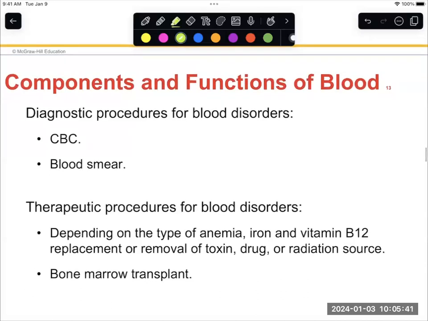So treatment depends, in this case, on the type of anemia somebody may have. Iron and B12 replacement is used for any deficiency with the production of hemoglobin. Removal of toxins, drugs, or a radiation source is the treatment for hemolytic or aplastic anemia. Bone marrow transplant is performed when the bone marrow is unable to make proper amounts of different blood cells.